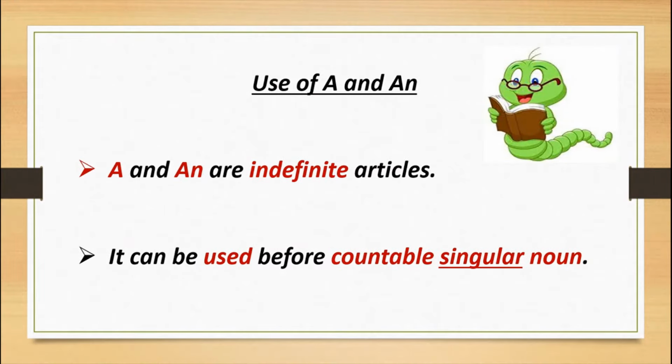Use of a and an. Let's see where to use a, where to use an. A and an are indefinite articles. Indefinite means which is not specific. It can be used before countable singular noun. ऐसा noun जो कि count कर सके और वो एक ही है, not more than one.